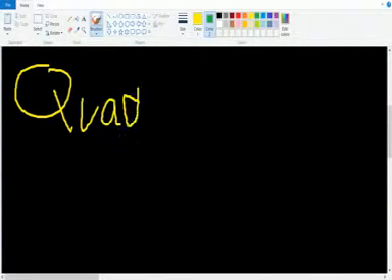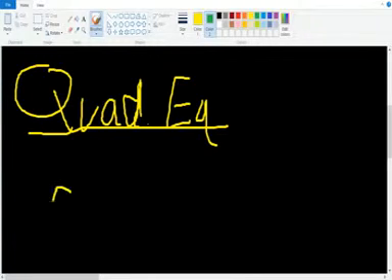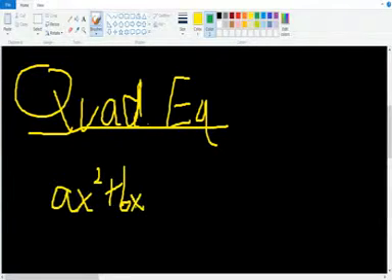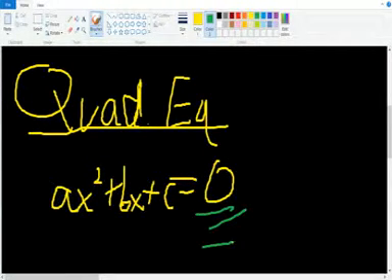Solutions. A quadratic equation is in standard form ax squared plus bx plus c equals 0. Big key right there: it's got to equal 0. It's not going to work otherwise. So these solutions can end up being imaginary numbers.